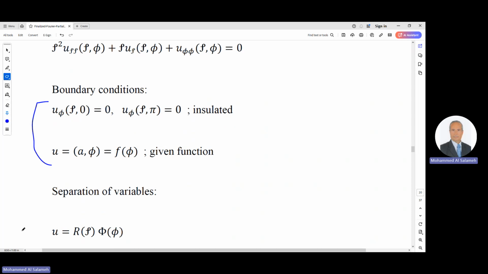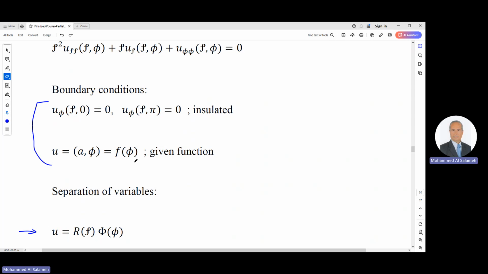The first step always in the method of separation of variables is to assume that the total function, the unknown solution u, is a multiplication of functions, each of one of the independent variables. So capital R is a function of only rho, and capital phi is a function of only phi.